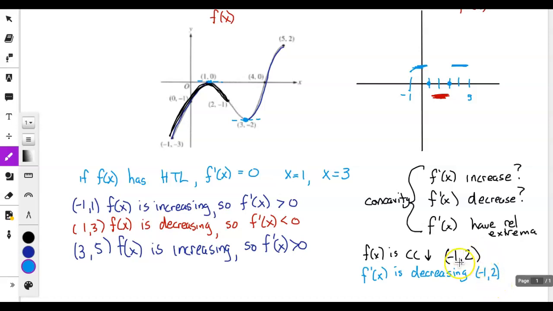So I'm going to try to draw that part. From -1 to 1, I have to have a derivative that's positive. And on all of that interval and then a little bit more, I have to make sure that I'm decreasing. So my derivative graph needs to be positive and decreasing from -1 to 1.